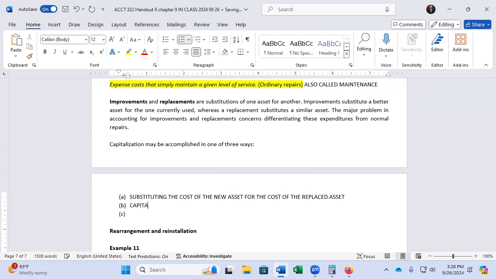Capitalizing the new cost without eliminating cost of the asset replaced. And C, debiting the cost to accumulated depreciation.